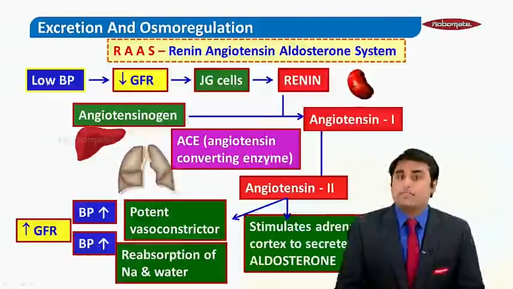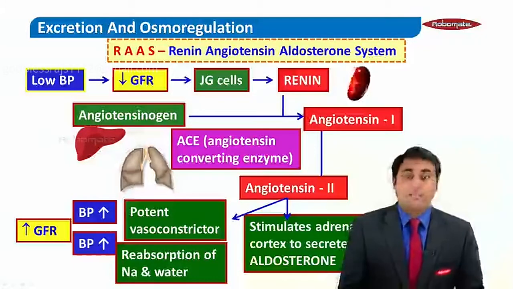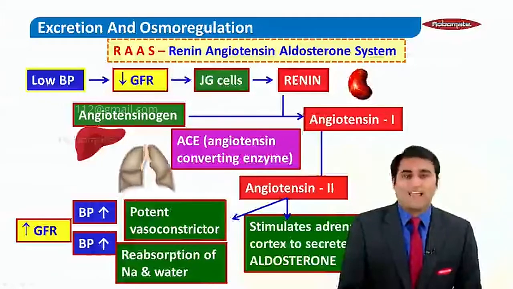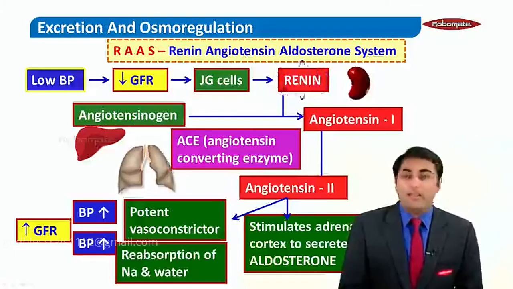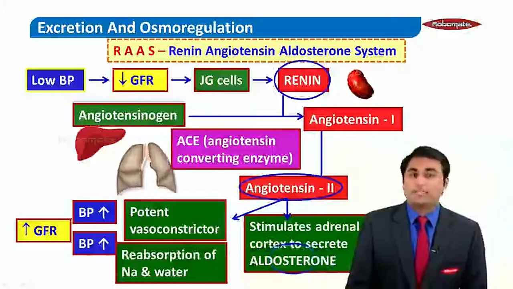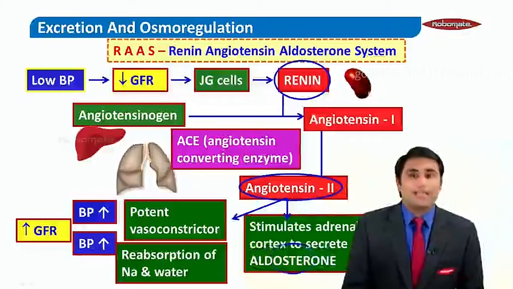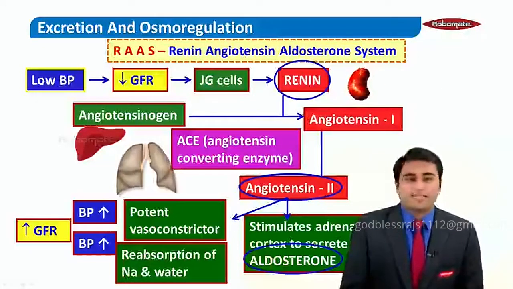So this is how the renin-angiotensin aldosterone system acts. Now let's see what this RAS stands for. Basically, it is the action of the renin, the angiotensin and the hormone aldosterone. That's why the name RAS, that is the renin-angiotensin aldosterone mechanism or system.